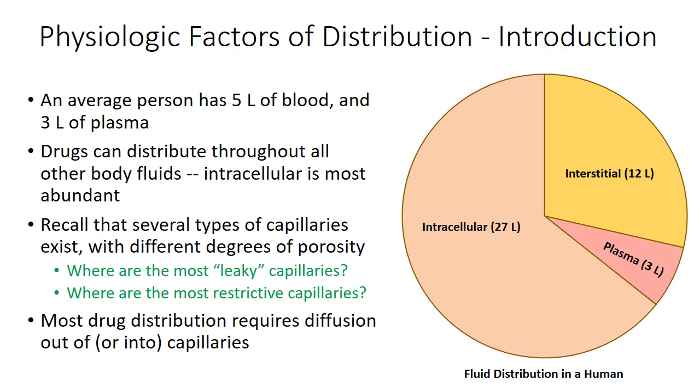Interstitial, and then plasma. So plasma is your smallest amount of fluid in the body. So there's a lot of opportunity for distribution into other tissues. Again, intracellular is most abundant. So recall that several types of capillaries exist. Hopefully you recall that from physiology. And they have different degrees of porosity.